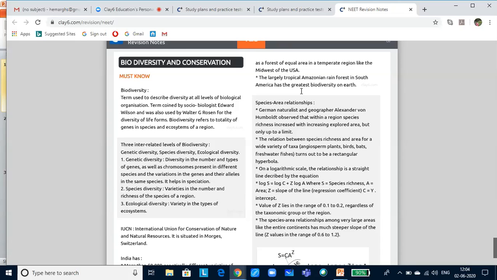Now, if you look at biodiversity, there are 3 related levels of biodiversity. One is genetic diversity. It is the diversity in the number and type of genes as well as chromosomes present in different species and the variations in the genes and their alleles in the same species.